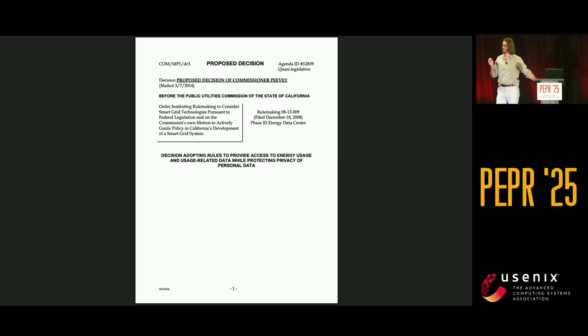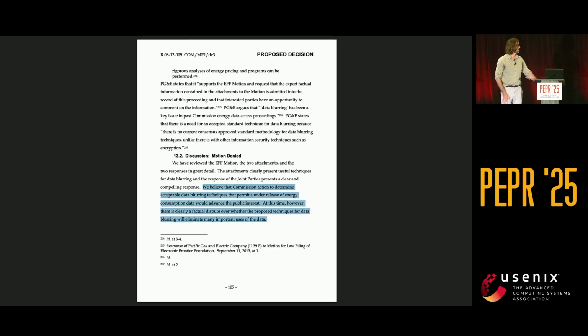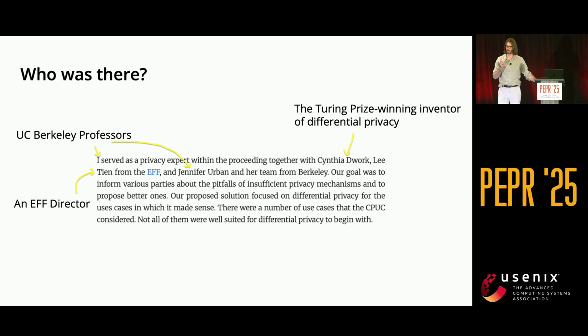Indeed, a panel of experts presented differential privacy to the CPUC, the governing body for this sort of data in California, and they were completely rejected, basically outright. You might be wondering who these experts were. They were none other than the Turing Prize-winning inventor of differential privacy, Dr. Cynthia Dwork, supported by a director from the EFF, as well as a cadre of UC Berkeley professors. I mean, an illustrious group of experts.